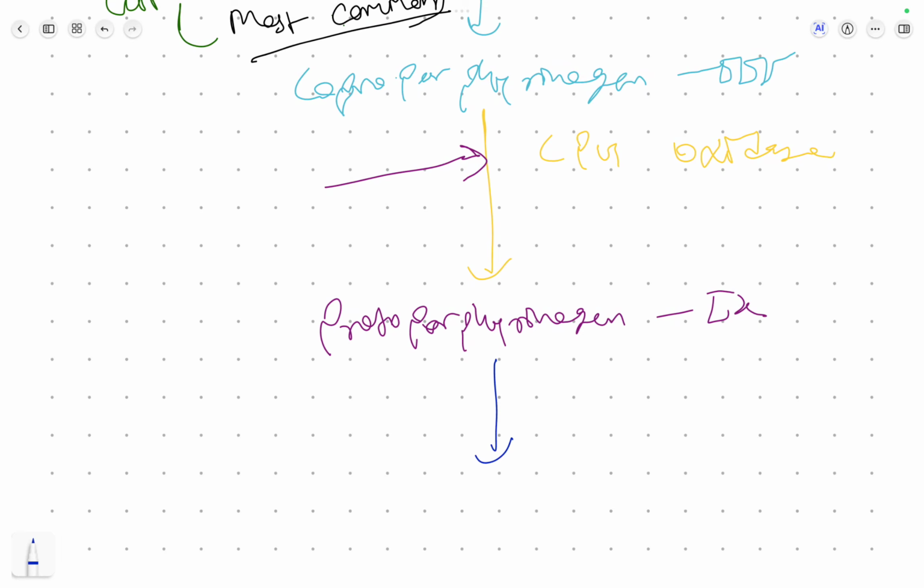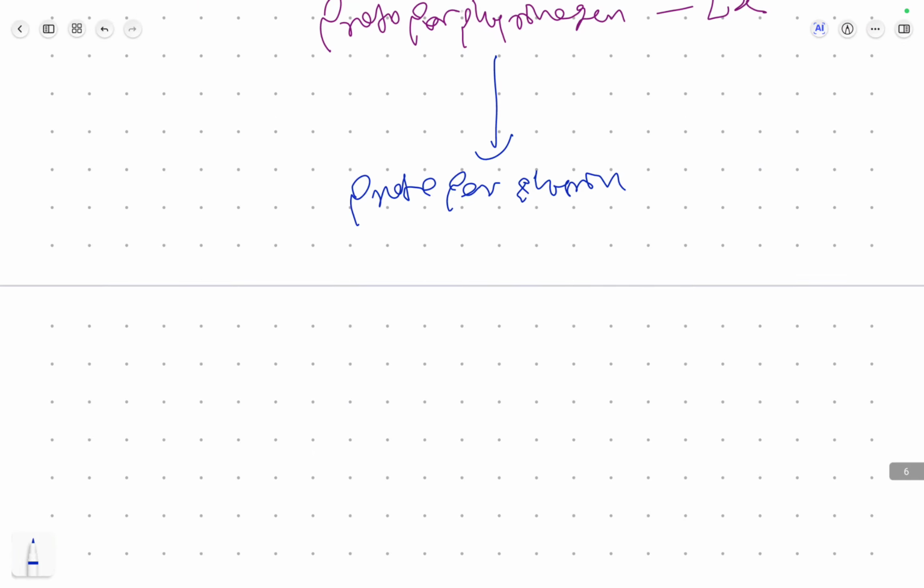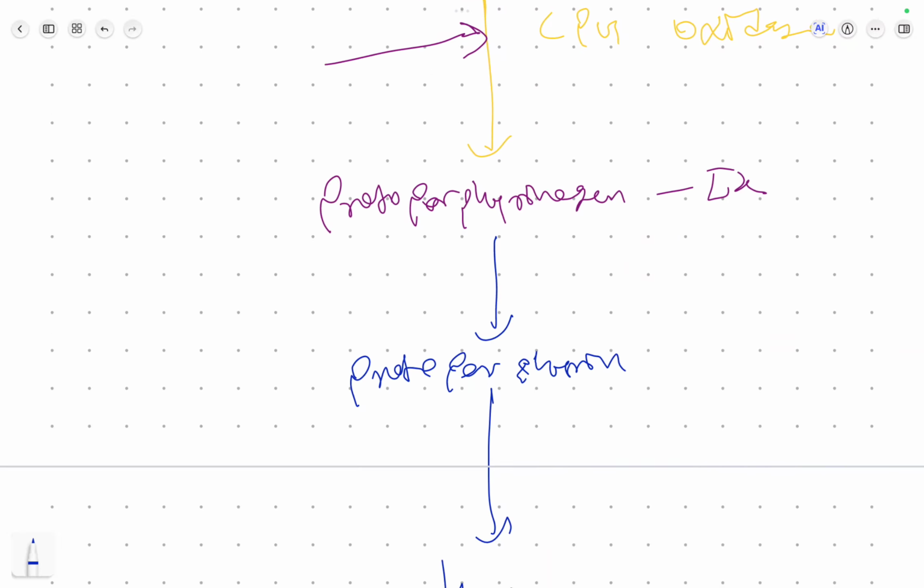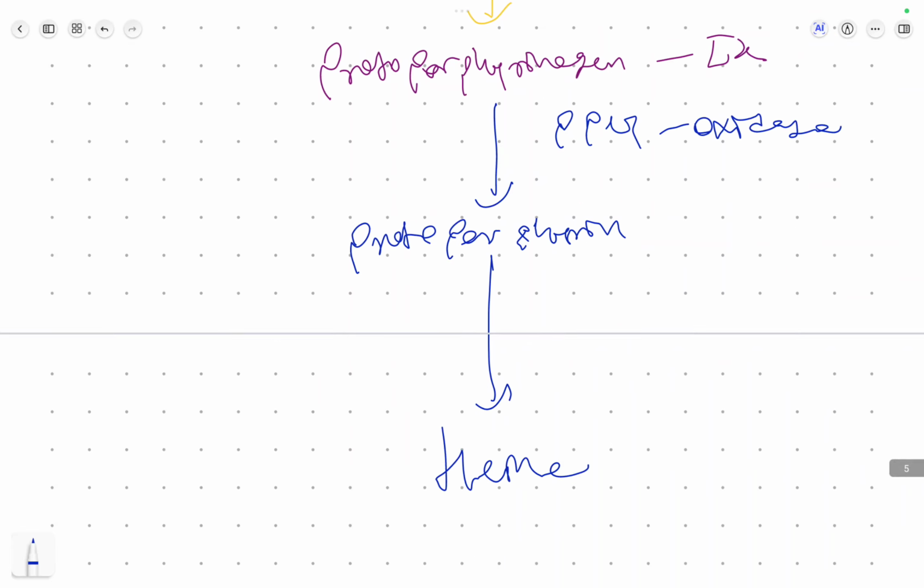So protoporphyrinogen 9, after its formation, we get protoporphyrin, and at last we get heme. From protoporphyrinogen 9 we get protoporphyrin by PPG oxidase. And at last from protoporphyrin we get heme using ferrochelatase, or we can also call it heme synthase. It is the name of the same enzyme.